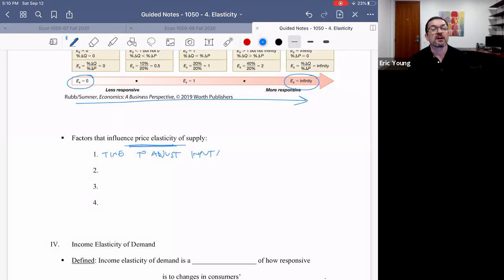We believe that in general, the more time that a business has to adjust, the greater the price elasticity of supply. So we're going to say that more time is going to lead to a greater elasticity.